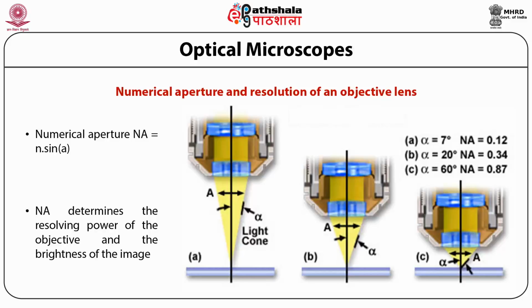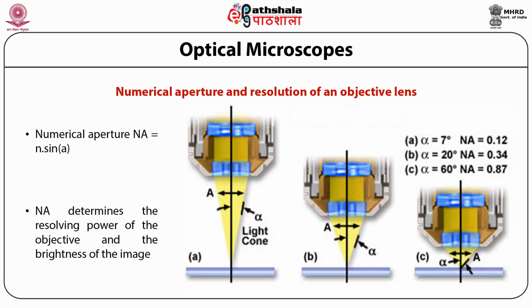In the second example, you have alpha equal to 20 degrees. For that particular case, you have numerical aperture equal to 0.34. And the third one, the largest among these three, has alpha equal to 60 degrees. So the larger the angle of the optical cone, the larger is the NA, and that is 0.87 for this example.